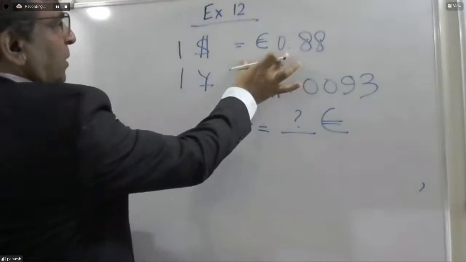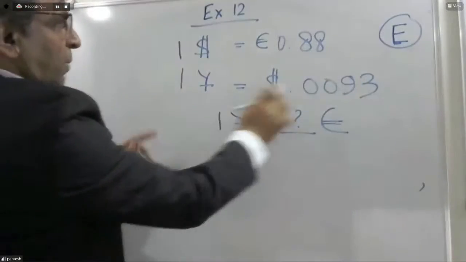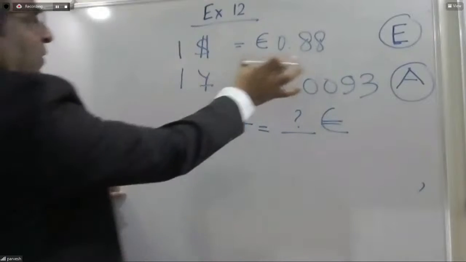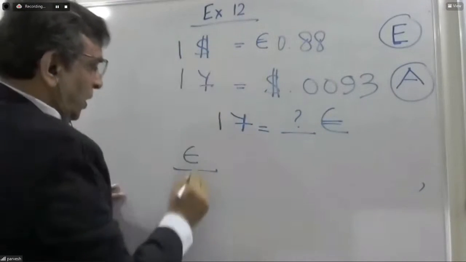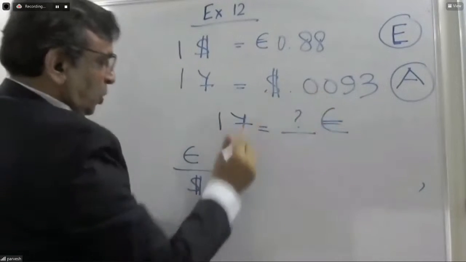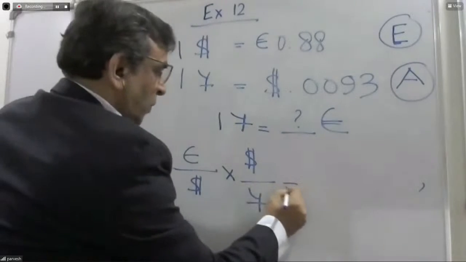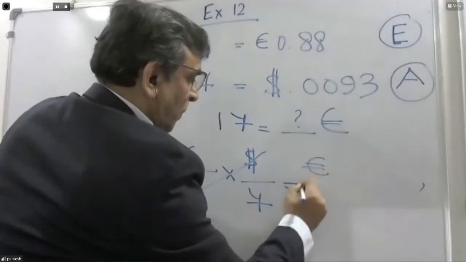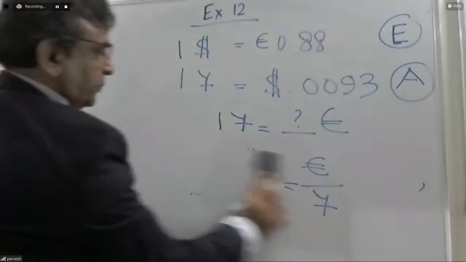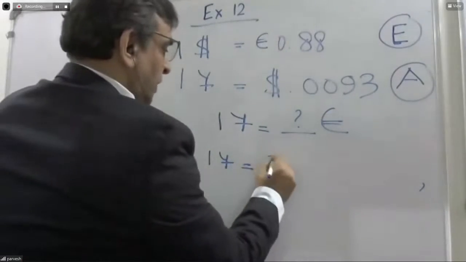Now look at this code first. This is a European code, I write E. This one is American. Wonderful. If one is American and one is European, then the job becomes very easy for us. So I'll write euro upon dollar, the numerator being euro and the denominator dollars, multiplied by dollar as a numerator and yen as a denominator. So dollars cancel out and I'm left with euro upon yen, which means 1 yen is equal to so many euros.